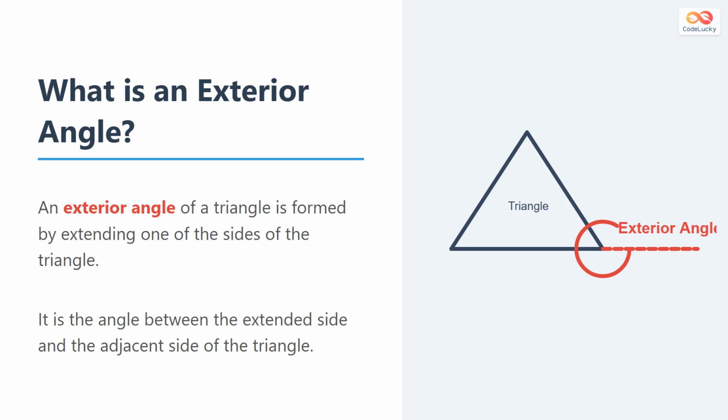First, let's define what we mean by an exterior angle. Imagine a triangle. If you take one of the sides of that triangle and extend it out in a straight line, the angle formed between this extended line and the adjacent side of the triangle is called the exterior angle. In this diagram, the red arc highlights this angle.